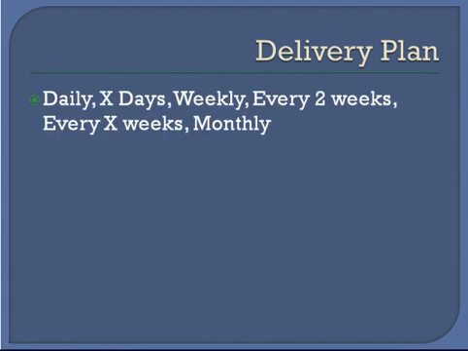And that's very, very easy. It just follows through with the same thing. You can do daily, X number of days, weekly, every 2 weeks, every X weeks, monthly, and so forth. And once you understand your delivery plan, then when you set up your autoresponder, all you have to do is create a new follow-up for every one of those days, those X days, those weeks, and so forth.